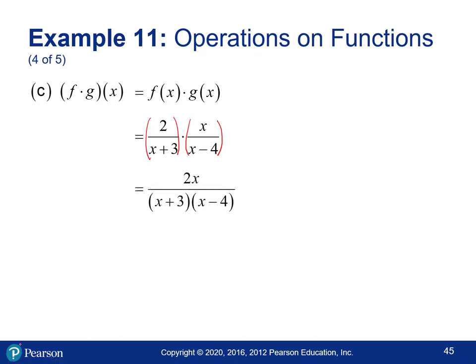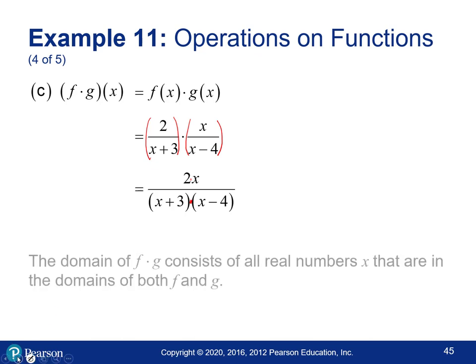Okay, so on this one, when you're multiplying fractions, because that's what we have going on here, you don't need a common denominator, you just multiply straight across. So on bottom, just x plus 3 times x minus 4. On top, just 2 times x. Okay, and then there's nothing that can simplify there.